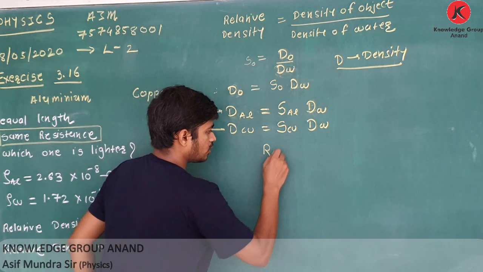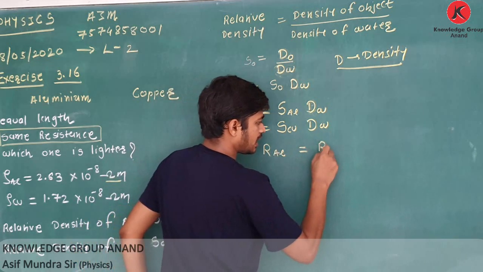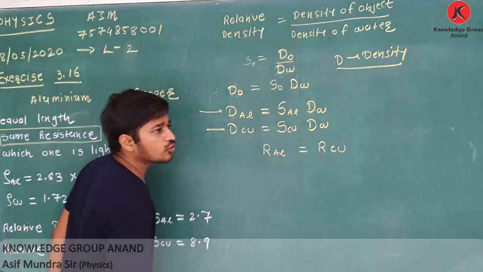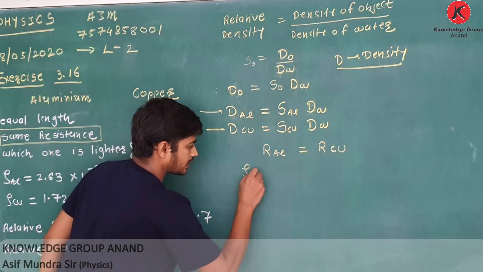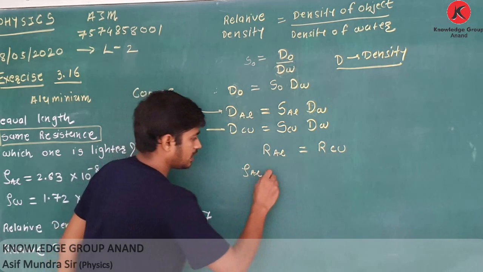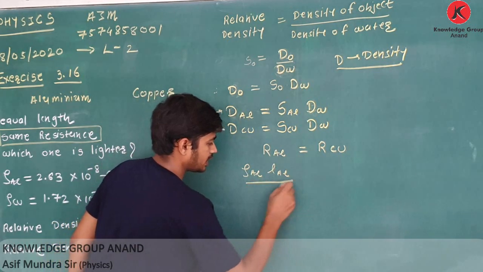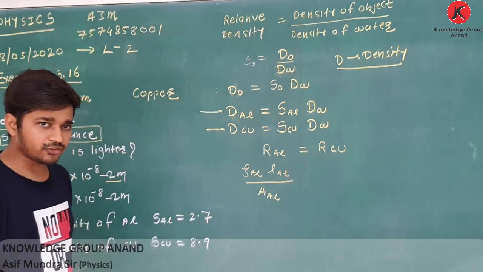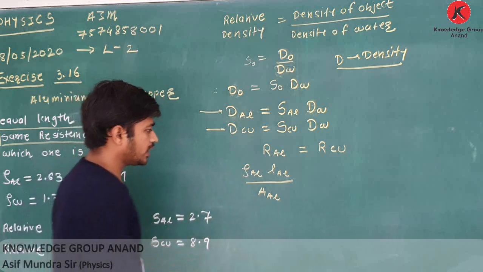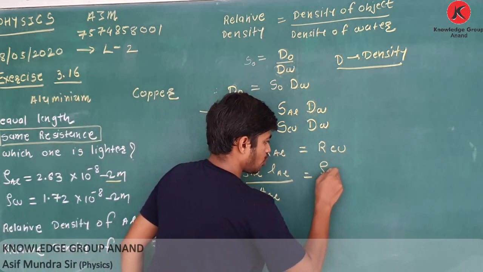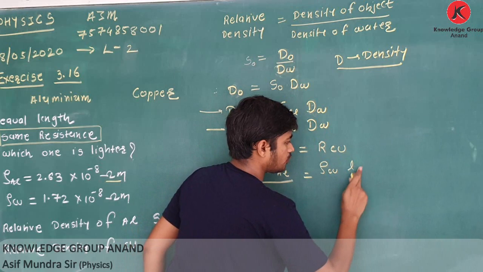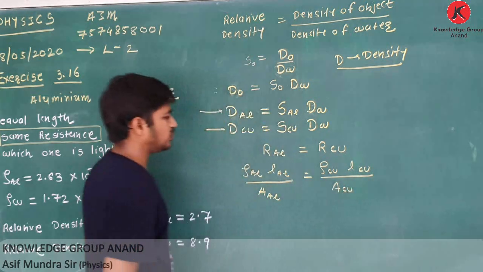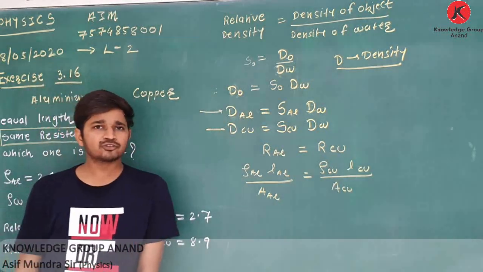R of aluminium equals R of copper. Clear about this? Okay. R is equal to rho L upon A. So rho L of aluminium upon A of aluminium. What is the equation of resistance? Rho L upon A. This side it is rho of Cu, length of Cu divided by cross-sectional area of Cu. Now there is no mass in this case.